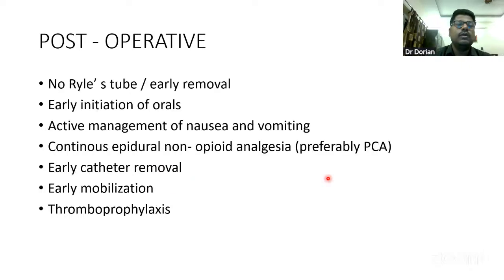In post-operative, there should be no Ryle's tube or early removal of Ryle's tube, early initiation of orals, active management of nausea and vomiting. Again, in the post-operative period also, you use non-opioid analgesia in the form of epidural analgesia, preferably patient-controlled analgesia. Okay, so the patient can be controlling the amount of drops in the IV fluid containing analgesics. If he feels more pain, he can increase. If he doesn't feel any pain, he can reduce. Okay, and early Foley's catheter removal, early mobilization, and thromboprophylaxis. All these are components of ERAS protocol.